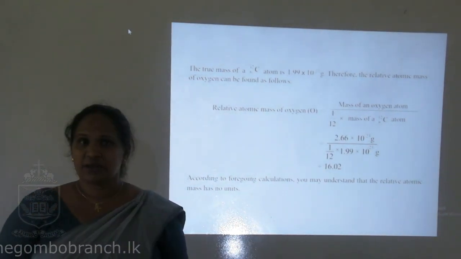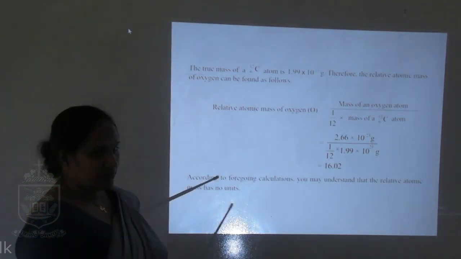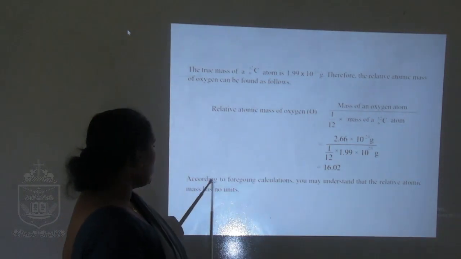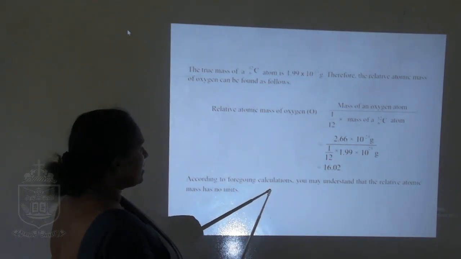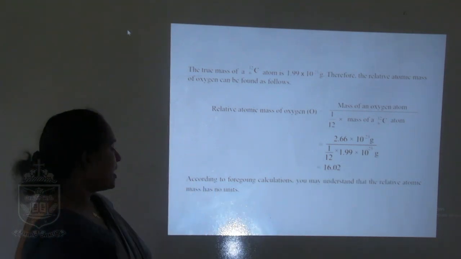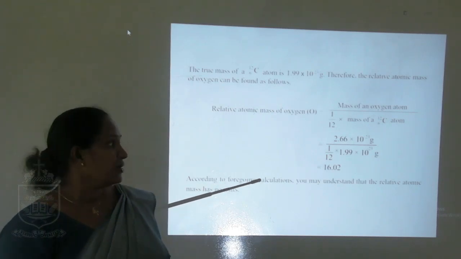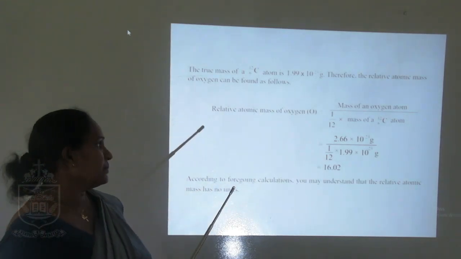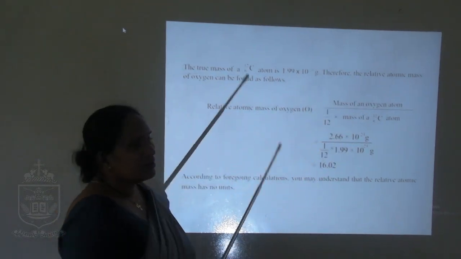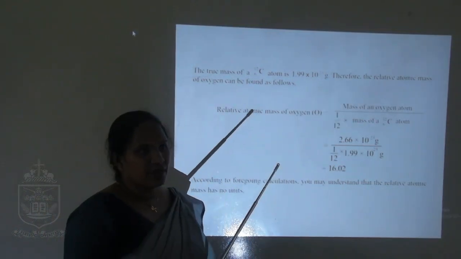When we round it off, we take it as 16. When we get relative atomic masses, there is no unit for that, because we are comparing. According to the foregoing calculations, you may understand that the relative atomic mass has no units. This is very easy. If given the facts needed, you have to divide and get the answer. Then you can find the relative atomic mass.